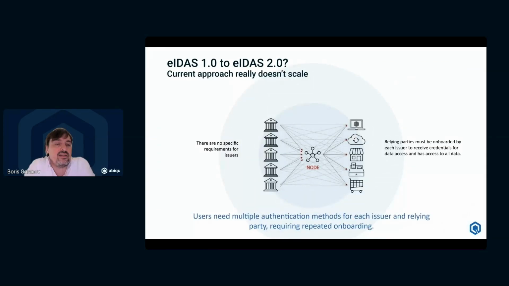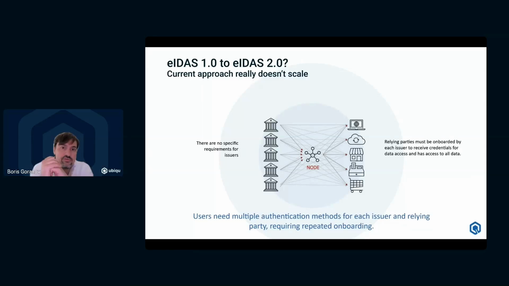So if we look at this approach, we can look at it in a bit of a different way and say on the left hand, we have all the data sources that are connected through a central node to all the data consumers, the relying parties. And what we see is that for the data sources, the issuers of the data, in this model, there are no specific requirements on how they supply the data, etc.